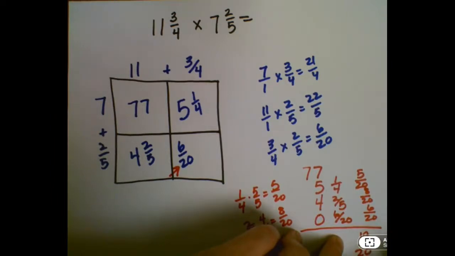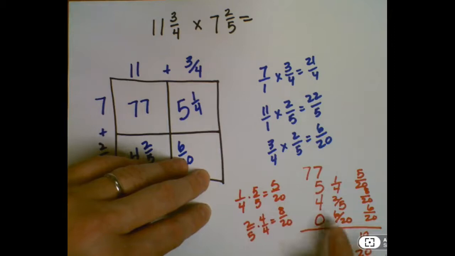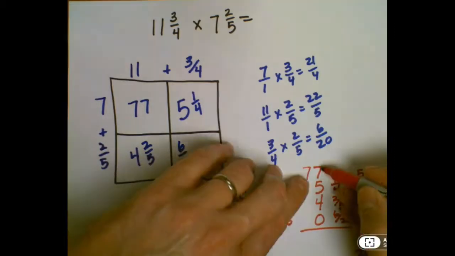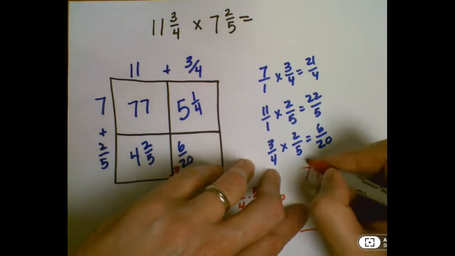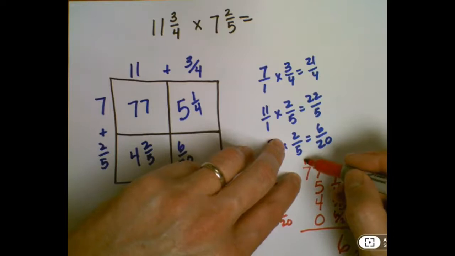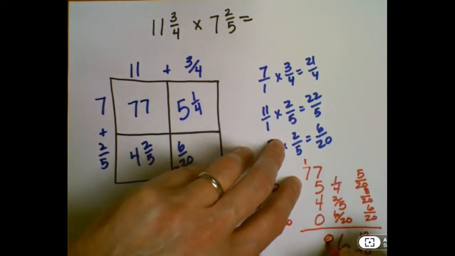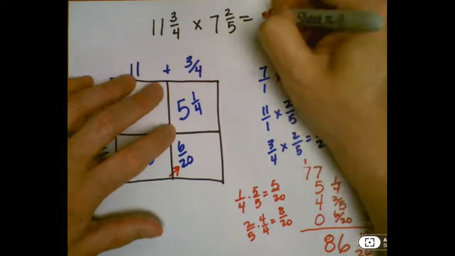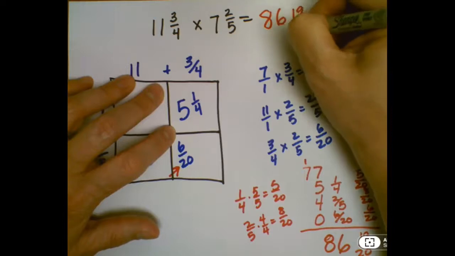Okay, that's a good deal. I don't have anything I need to carry over, so I can just add up my whole number column. 7 plus 5 is 12, plus 4 is 16. Bring 1 over, 10 over actually. Okay, so 1 plus 7 in the tens column gives me 8, and my answer is 86 and 19/20.